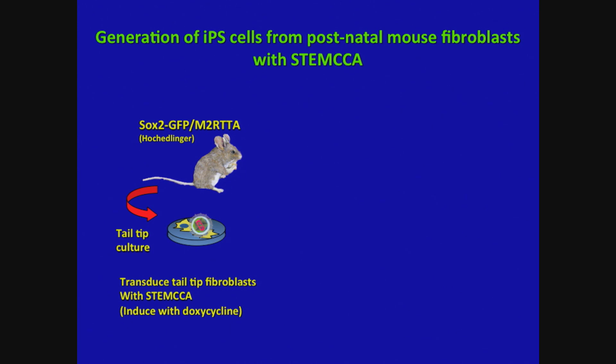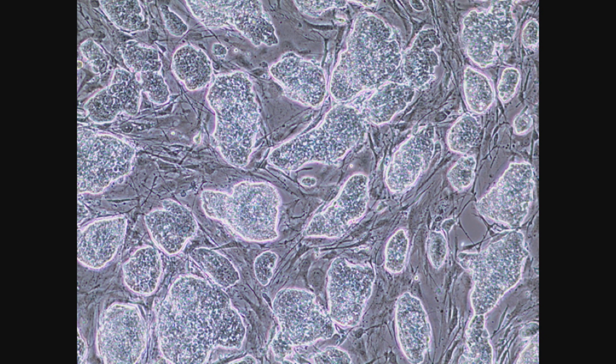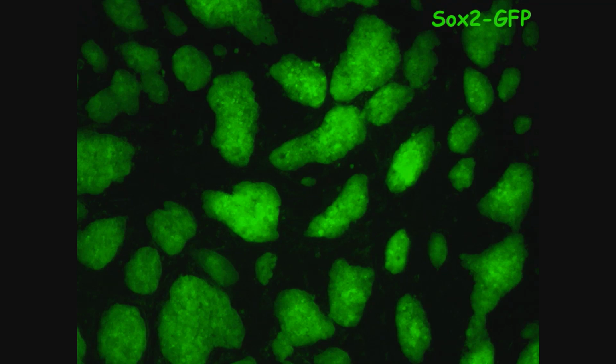But we basically infected the fibroblasts, put them in ESC media, and waited. And indeed, we got colonies. After we have colonies, you can pick them, expand them, and see if they grow as pluripotent stem cells, like embryonic stem cells, and they really look identical to embryonic stem cells. So that was a big day for us. What you can see here in the background is the feeder layer, and these are the colonies. And if they are pluripotent, they should be green, because you remember this is a knock-in of SOX2 GFP, and they are green.